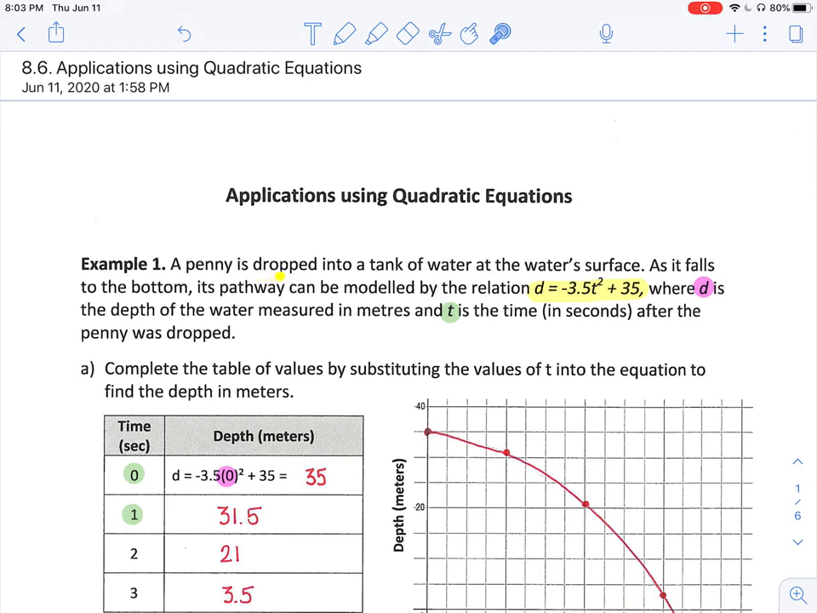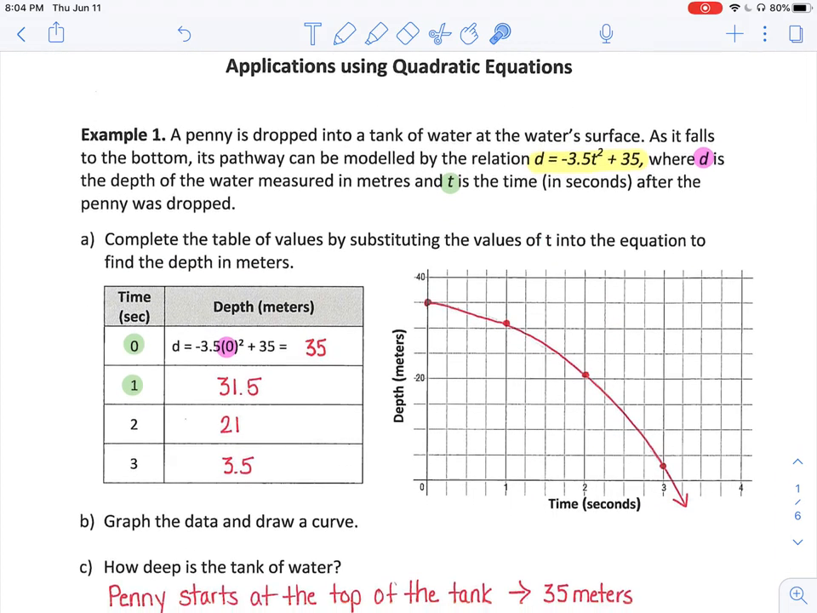So we'll walk through the first example here. A penny is dropped into a tank of water at the water's surface. As it falls to the bottom, its pathway can be modeled by the relation here, where d is the depth of the water measured in meters, and t is time in seconds after the penny was dropped. So complete the table of values by substituting the values of t, whatever our time interval is, into the equation to find the depth in meters.